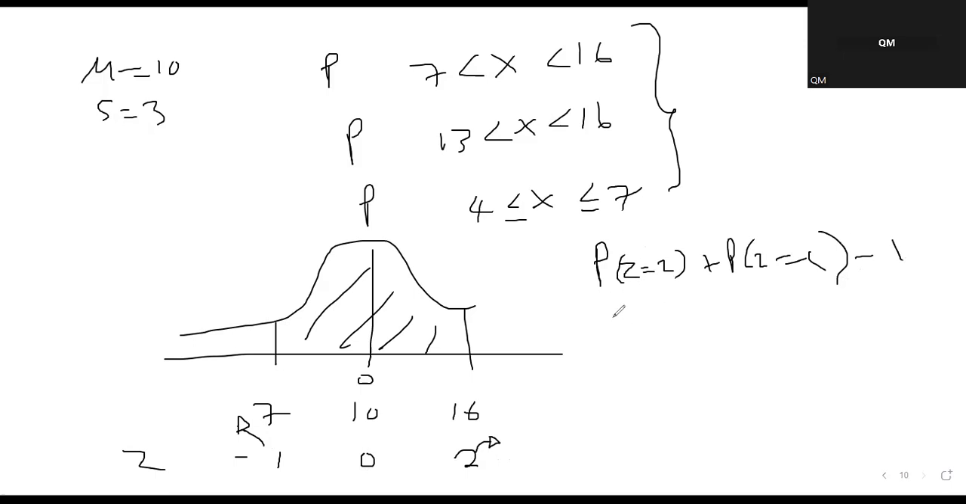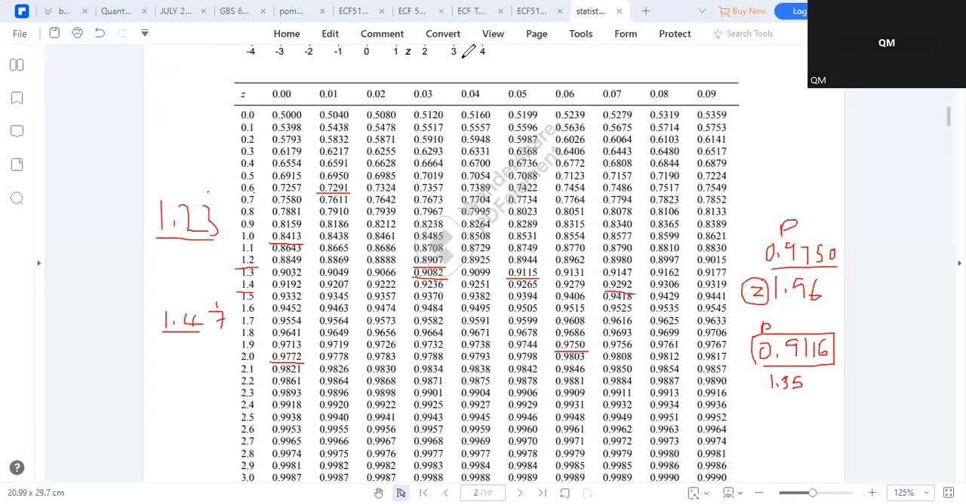So if you check, the z for 2 is 0.9772. The z for 1 is 0.8413. You must have these at your fingertips.